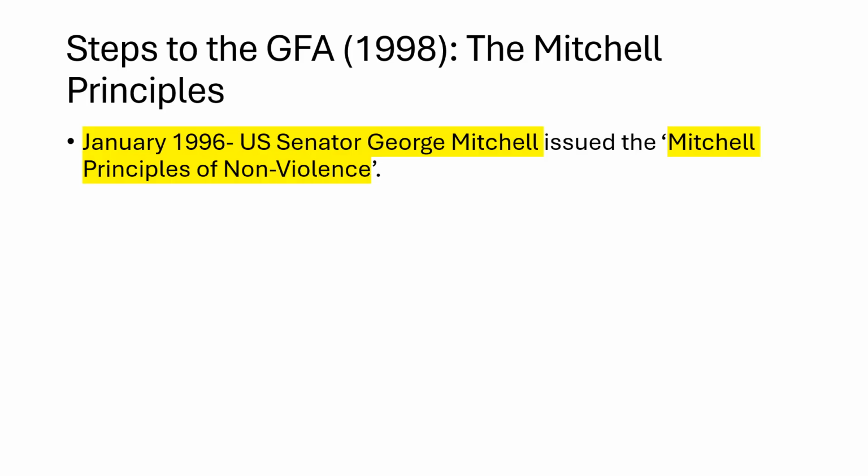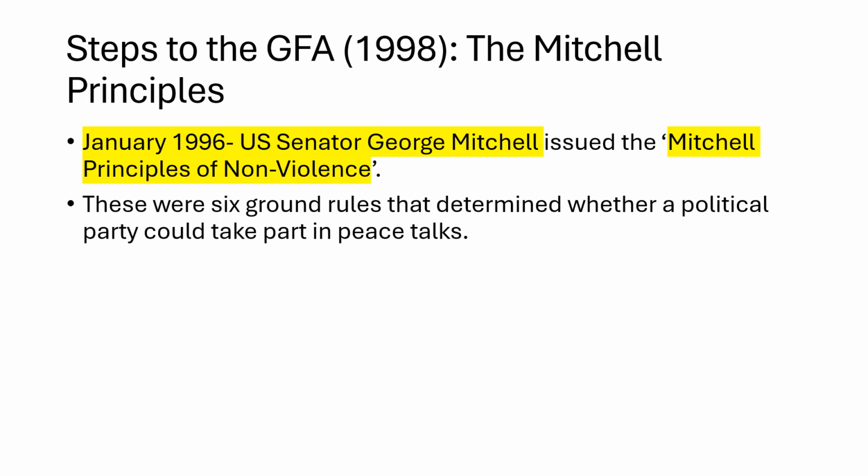The next big step then towards the Good Friday Agreement of 1998 is the Mitchell Principles. These were announced by a name you should know already, US Senator George Mitchell, who was the United States Special Envoy to Northern Ireland. In January 1996, Senator Mitchell issued his Mitchell Principles of Non-Violence, to give them their full name. And these were 6 ground rules that determined whether a political party could take part in the peace talks. So really this is aimed towards the more extreme parties, particularly Sinn Féin, who, as you know, is the political wing of the Provisional IRA.